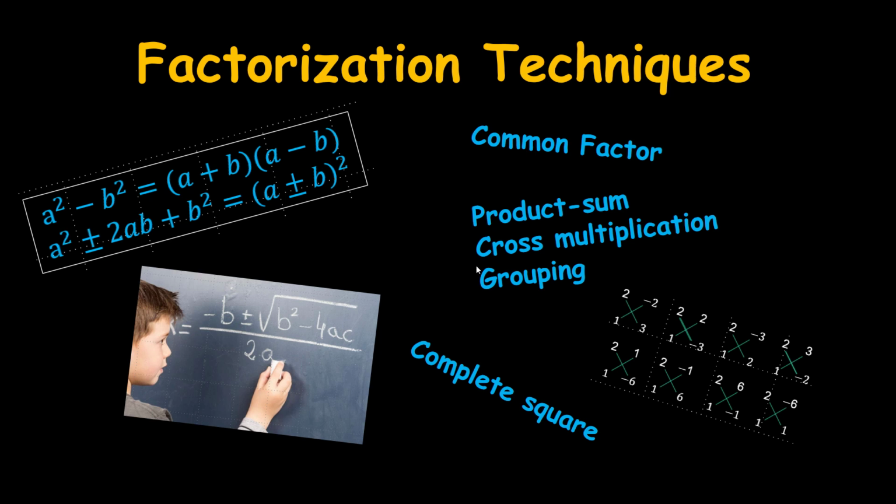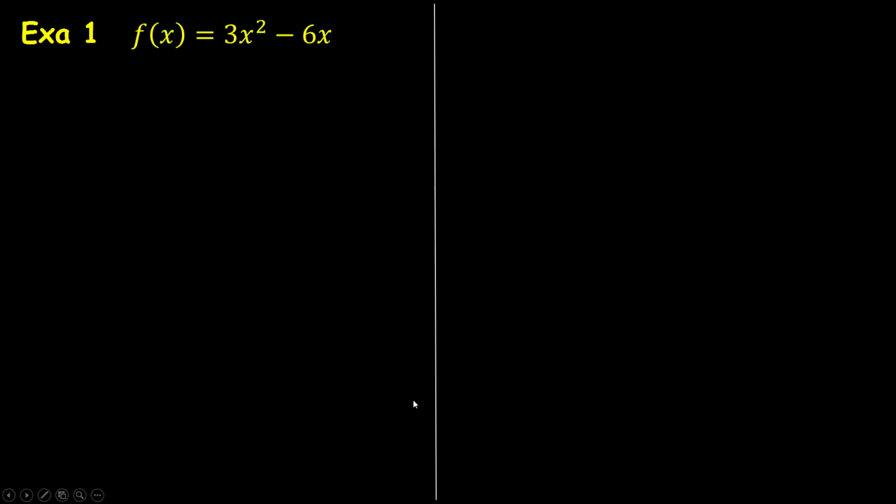The three techniques here, the product sum, cross multiplication, and grouping, are three trial and error types of method that will allow you to factorize all the quadratic functions that you will see, unless they cannot be factorized at all, or the factorization involves some very complicated square root. For those functions, they can still be solved using the complete square method or the quadratic formula. Let's start with our first example.